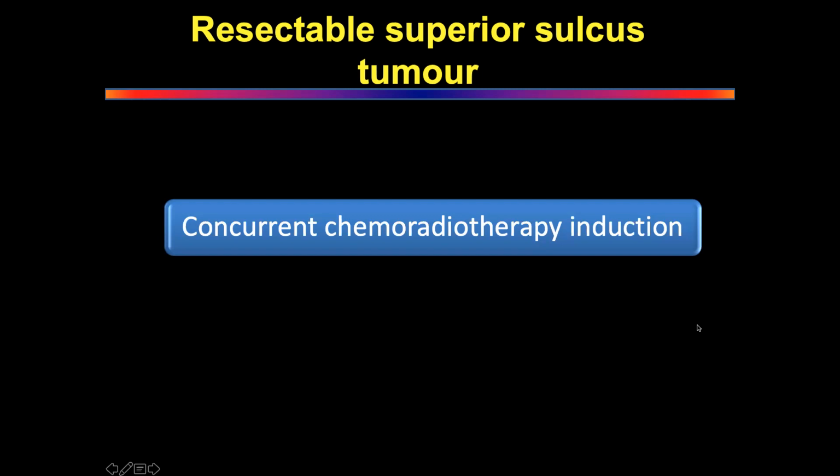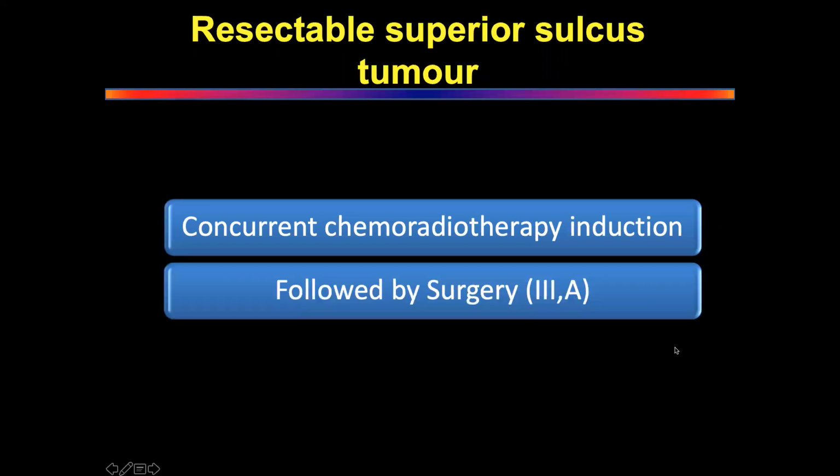If it has gone down, what are you going to do? Well, in this case, if it's gone down, then obviously he will go for surgery. Excellent. That is the answer. It's followed by surgery. If it is not gone down, then again rediscuss with the MDT.